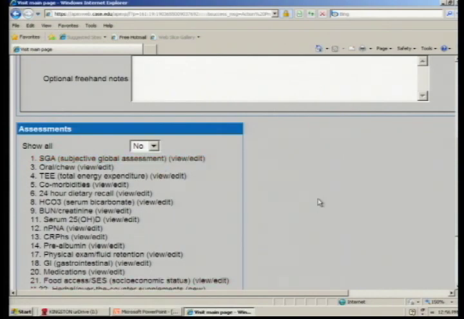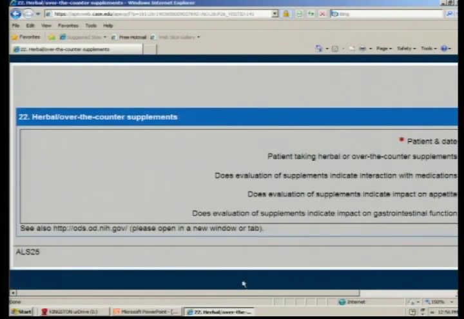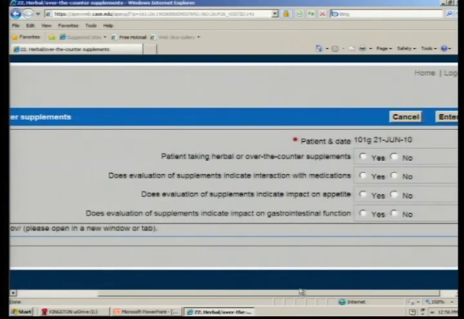So I've already opened all of these. I wanted to show you the herbal over-the-counter one, so you could see that it's a little bit different. You'd be triggered to ask, is the patient taking herbal or over-the-counter supplements? And you could say yes or no. Does evaluation of supplements indicate interaction with medications? Yes, no. And so you could enter that. This piece really feeds into your etiology determination, not directly into your diagnostic determination. It just helps you figure out what's going on with your patient.